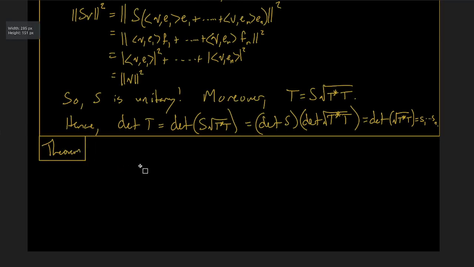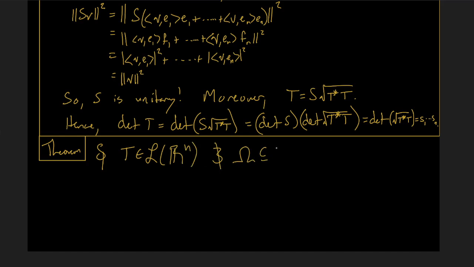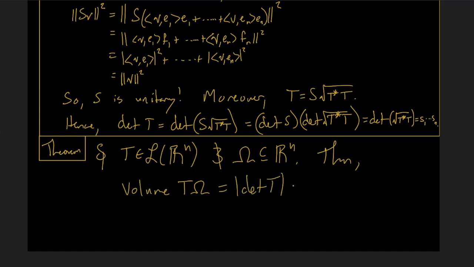Okay, theorem. Suppose that T is a linear operator on Rn, and omega is some subset of Rn. Then the volume of T omega is equal to the absolute value of the determinant of T times the volume of omega.